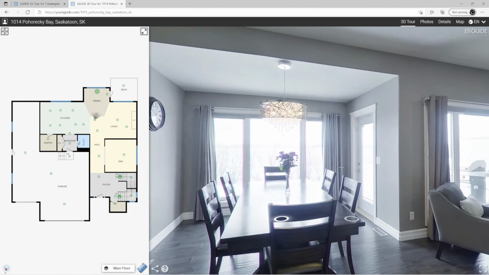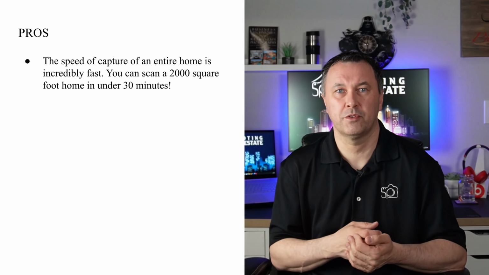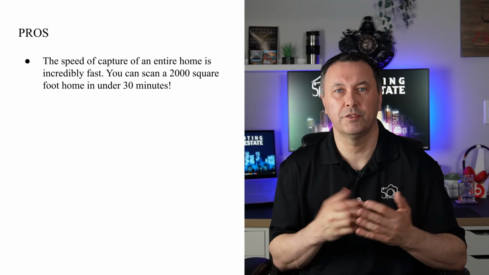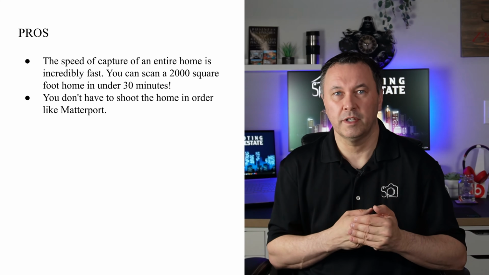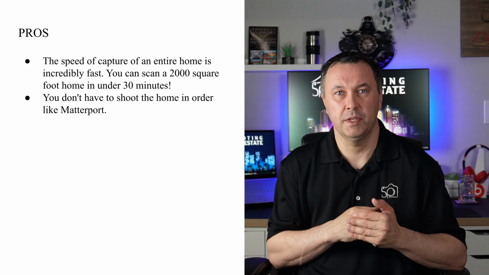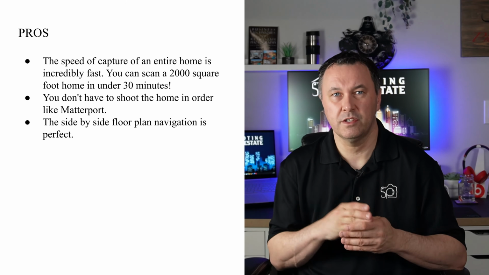Matterport killer? Yes. The pros for iGUIDE put the technology on top of the list for virtual tour hardware and delivery. Pros? The speed of capture of an entire home is incredibly fast. You can scan a 2,000 square foot home in under 30 minutes. You don't have to shoot the home in order like Matterport. You can do bits and pieces and then put them together later. The side-by-side floor plan navigation is perfect.